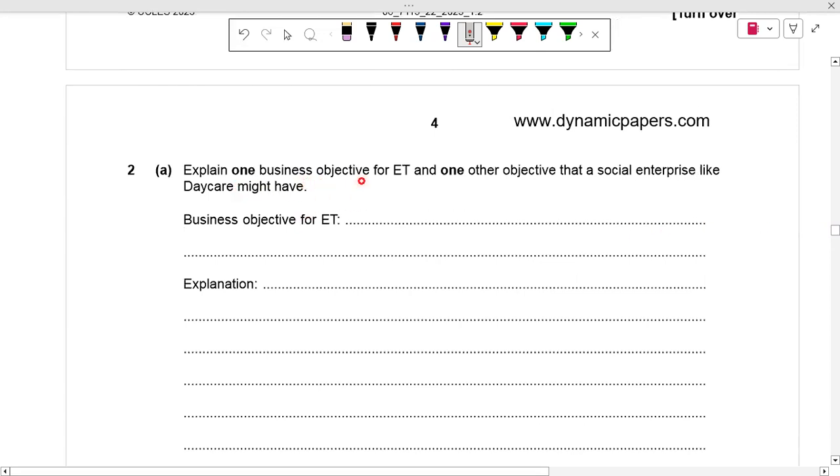Explain one business objective for the business and one other objective that a social enterprise like a daycare might have.